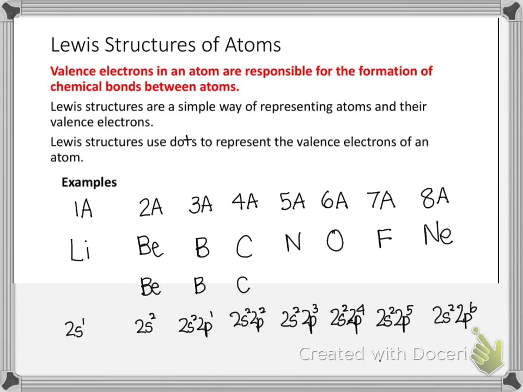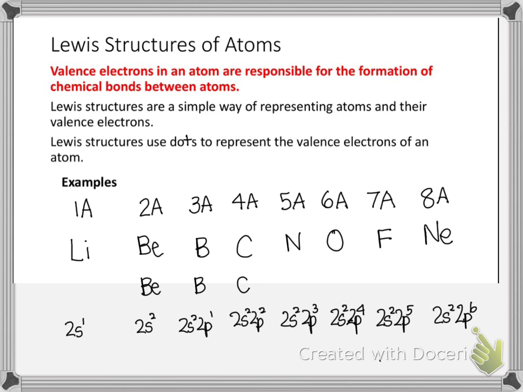Lewis structures are used to represent valence electrons in atoms and molecules. Valence electrons are the outermost electrons in the atom, so they're the electrons that are in the highest energy level. And these electrons are important because they are what is responsible for bonding, which then is associated with chemical reactions.